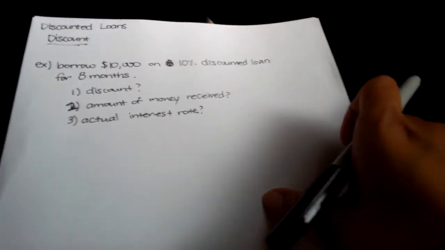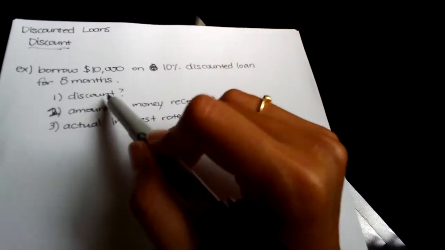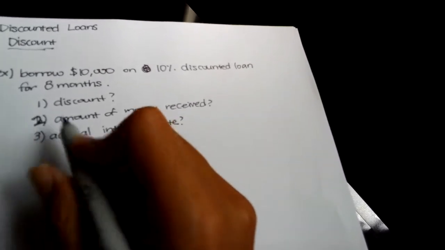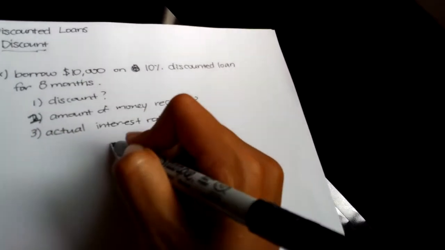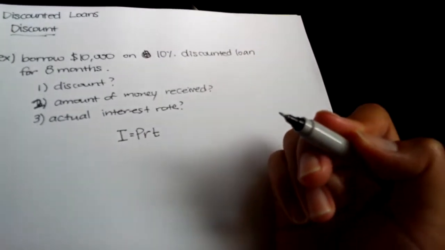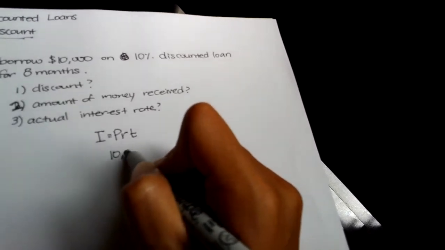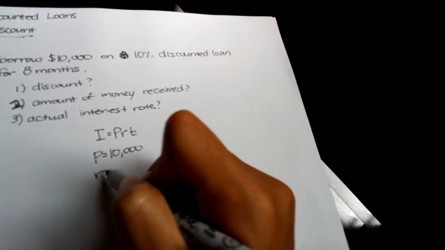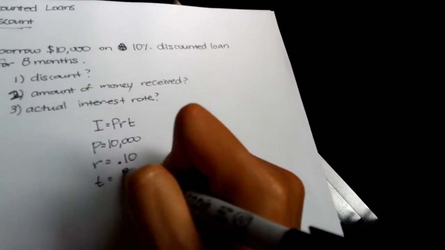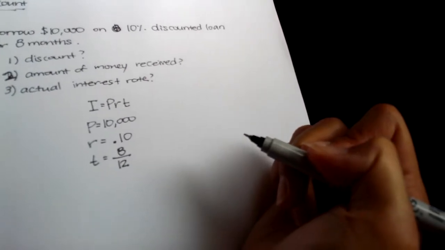The example from our book is that you borrow $10,000 on a 10% discounted loan for 8 months. The first part is to find the discount. We're still using simple interest. So to find a discount, we do I equals PRT. The principal amount would be $10,000, and the rate is 10%, so 0.10. And the time is 8 months. Once again, it has to be in terms of years, so we're going to divide by 12.